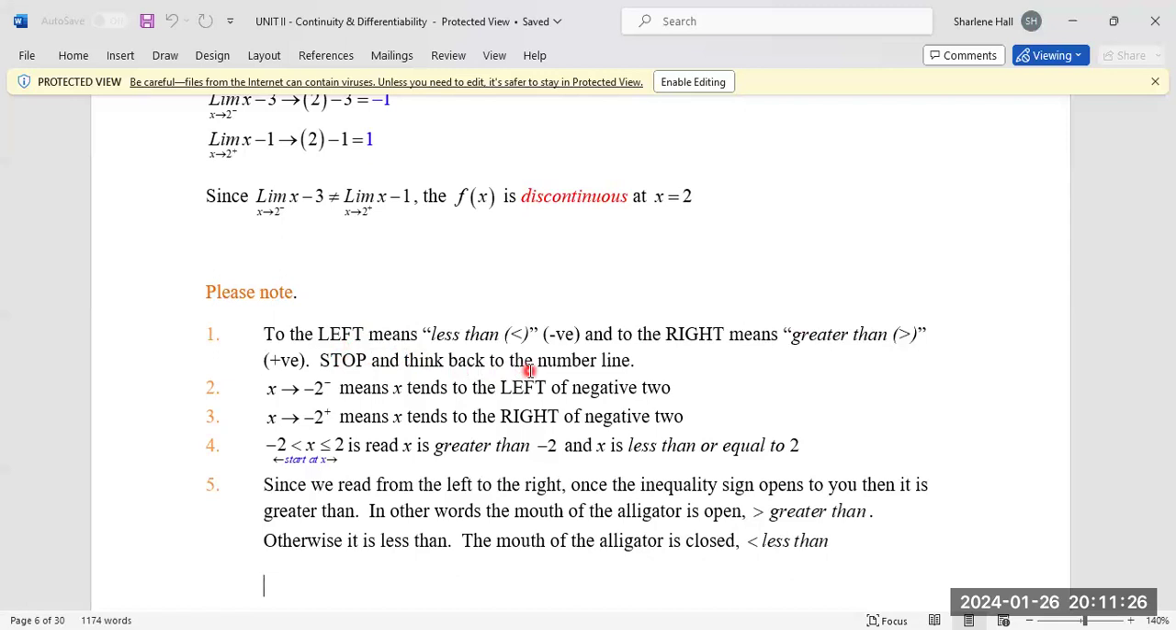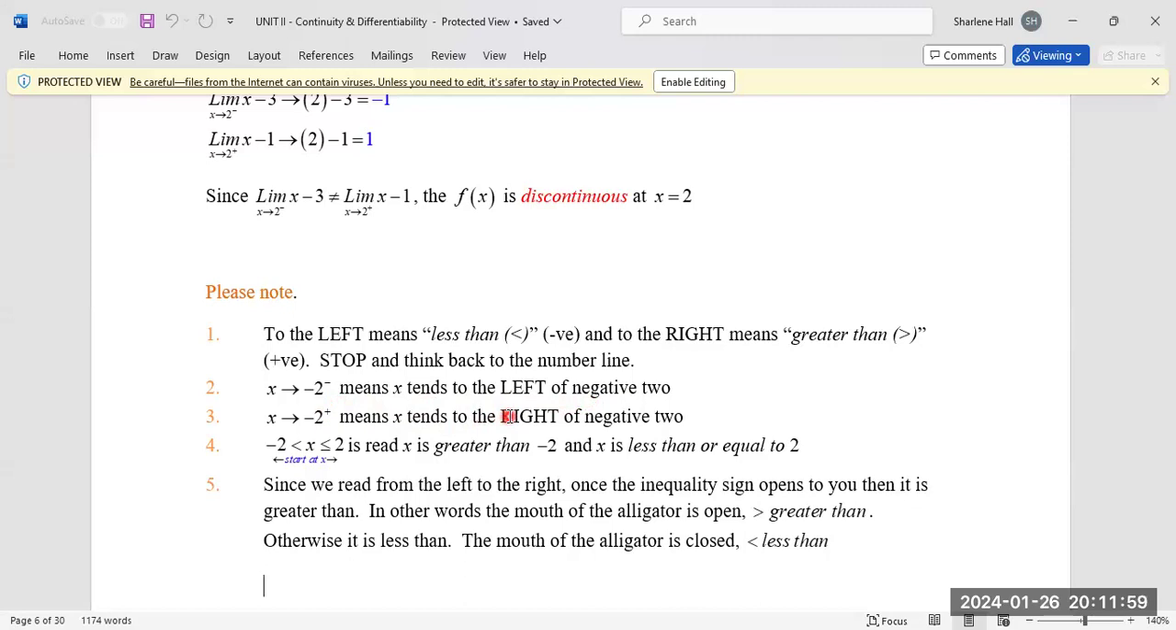Number 2, x tends to -2 with the superscript here, -2 to the left. It means to the left of -2. So this negative sign here, superscript, means to the left, and a positive sign means to the right. Just remember that. So when you're doing this, you have to write it for me like that, so that I can know where you're going, left or right.